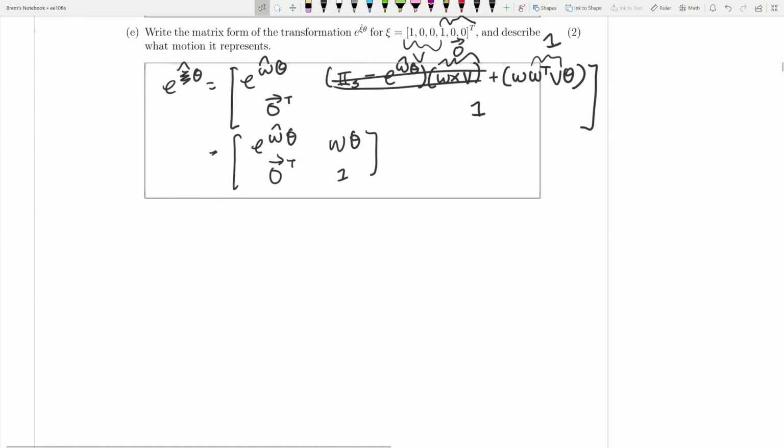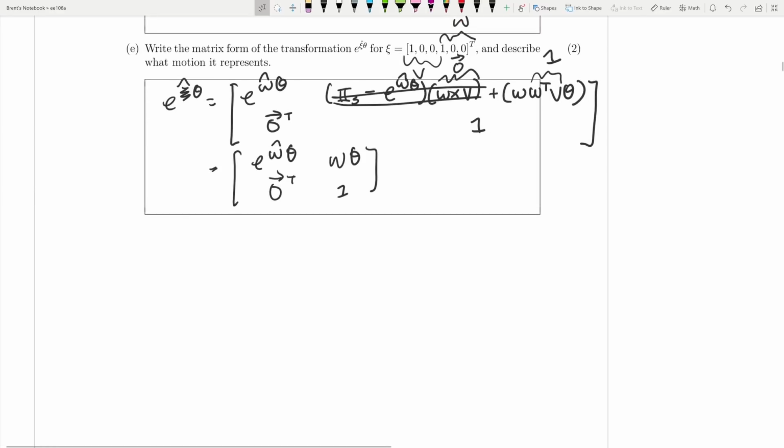So e to the omega hat theta, we can solve with Rodrigues's formula, or just by noticing that this is on the x-axis, so we can write this as Rx of theta. Omega theta, because omega is 1, 0, 0, we can write as theta, 0, 0. And then again, we fill this bottom with zeros and put a 1 at the bottom, right?